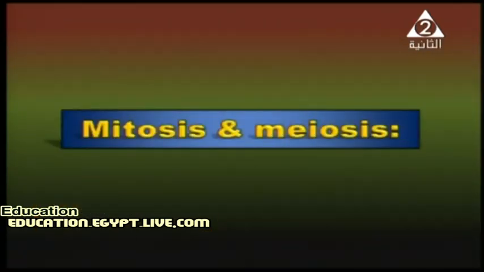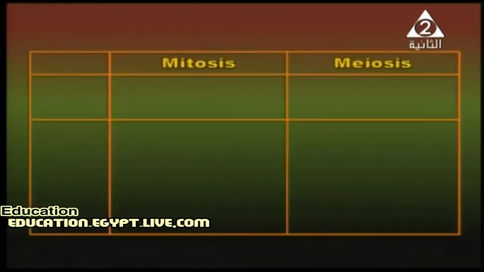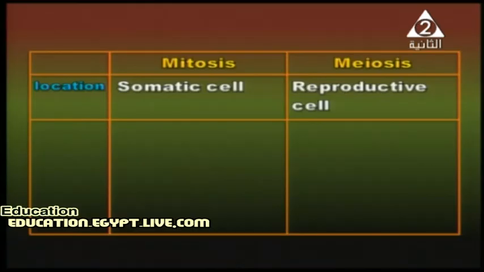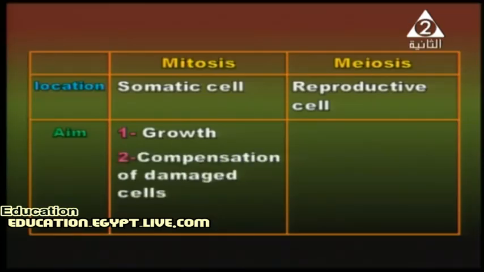Compare between mitosis and meiosis. Location: mitosis is in somatic cells, meiosis is in reproductive cells. What is the aim of mitosis in somatic cells? For growth and compensation of the damaged cells. Mitosis occurs in the somatic cell for the body growth and compensation of the damaged cells in the body.